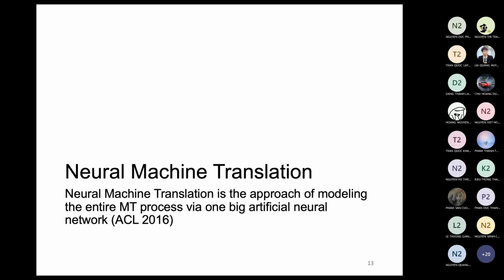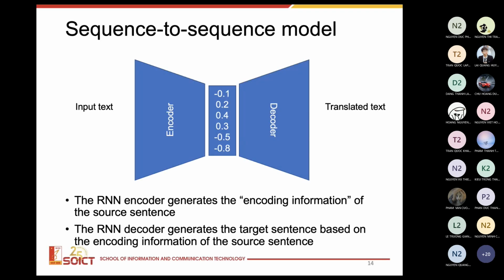Okay, so let's continue the lesson with the discussion on neural machine translation. Neural machine translation is defined as the approach of modeling the entire machine translation process through one big artificial neural network. Right? This is something defined in the ACL conference in 2016, right? Okay, so one common approach to do neural machine translation is to apply the sequence-to-sequence model.